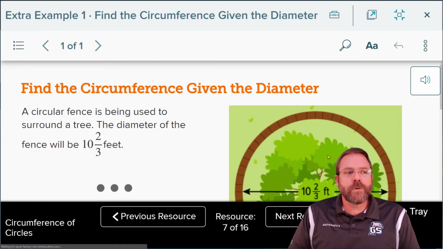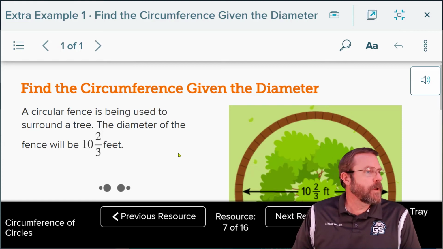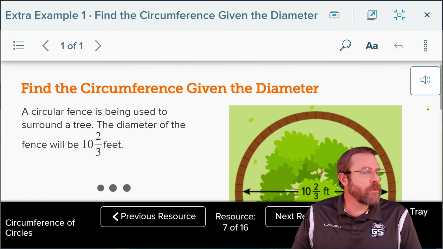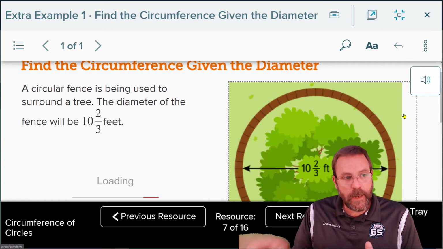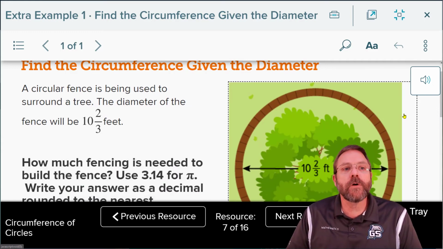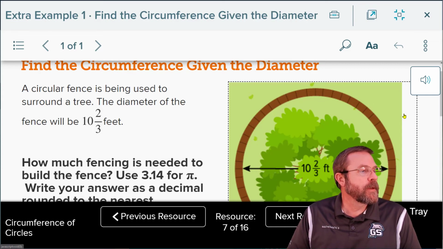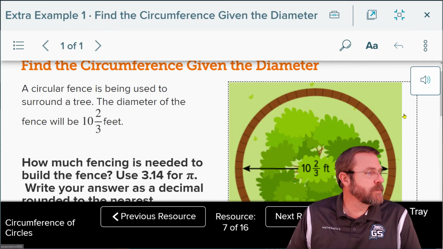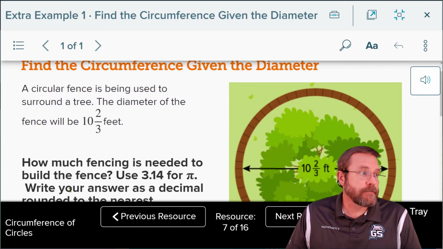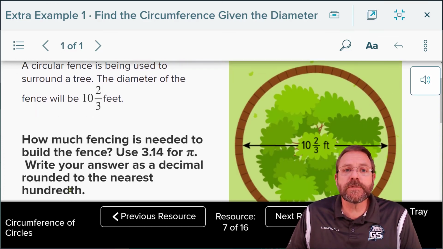Now it's going to be your turn. Stop the video and do extra example 1 on your own, where you're finding the length of a circular fence, also known as the circumference, if it's going around a garden that has a diameter of 10 2/3 feet. That's going to require multiplying some fractions in here. I don't really like fractions and decimals getting together, but that's what they want you to do. See what you can accomplish.